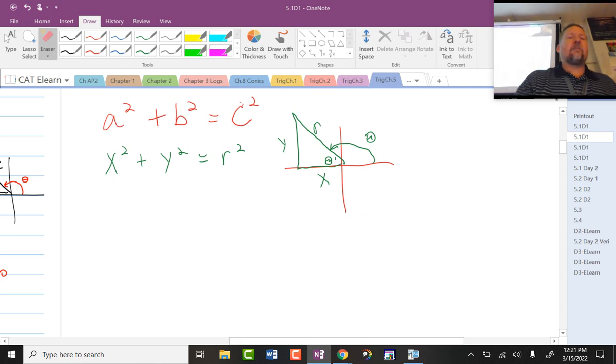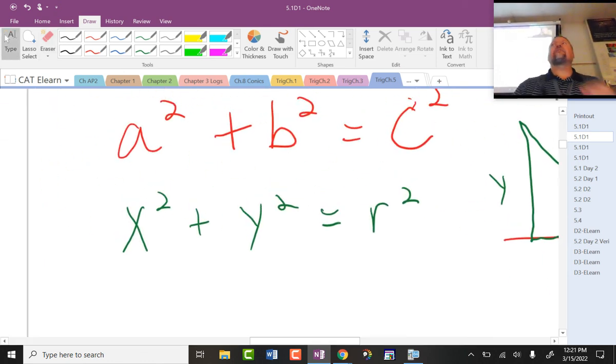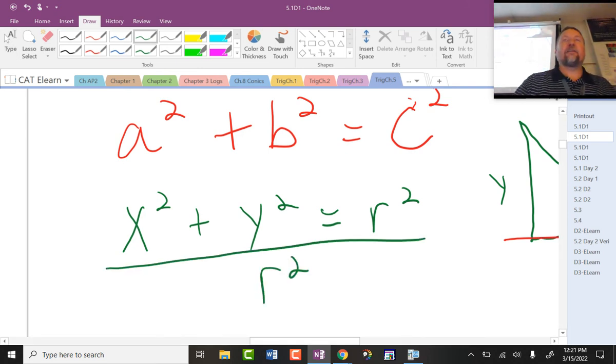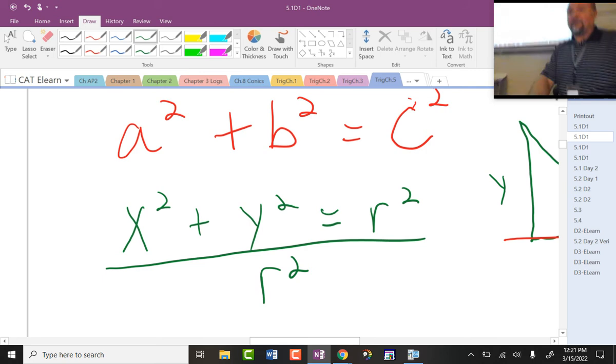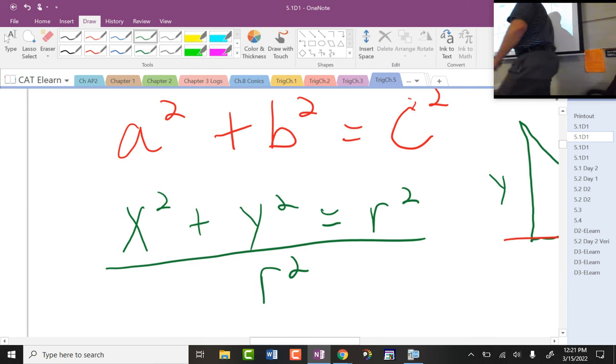I remember he said to derive, so I don't remember them. Okay, x squared plus y squared equals r squared. And this is all you have to do. Watch. Divide both sides by r squared. And then all I have to do is look. I got this right here. Okay, so I divided by r squared.